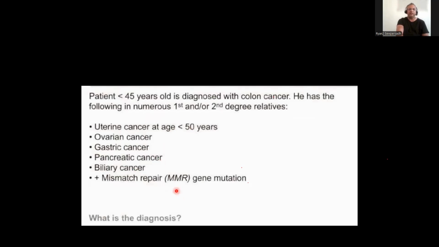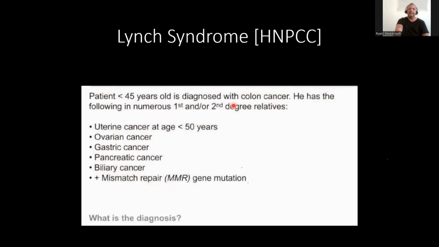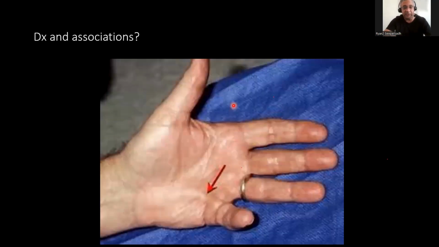Mismatch repair, the MMR gene mutation. So you guys know what this is? It is called Lynch syndrome. Okay, Lynch syndrome, otherwise called hereditary non-polyposis colorectal cancer. Just be aware of that one.